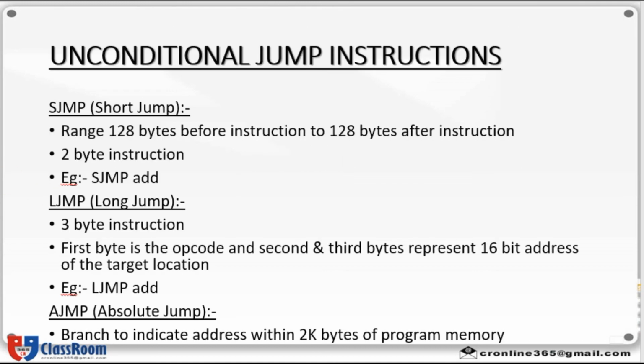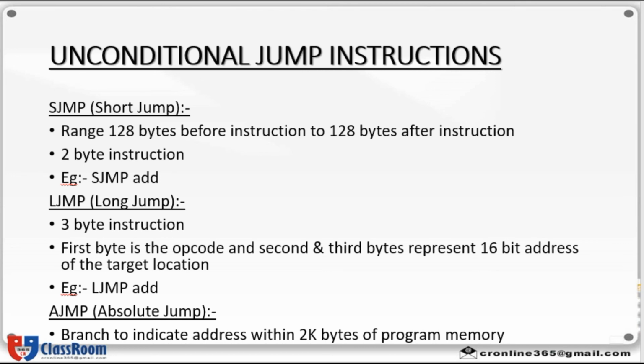Then, as I have already told you, there are two kinds of jump instructions. The first one is conditional jump instructions, which, as we have already said, jump to particular address locations based on some conditions. The second one is unconditional jump instructions. Unconditional jump instructions means there are no conditions. Unconditional jump instructions are mainly of three types.